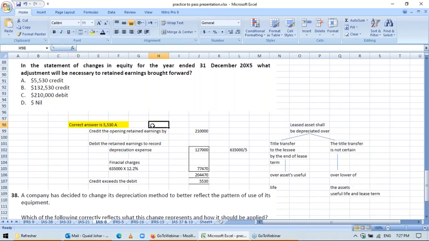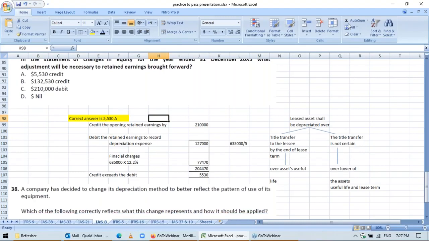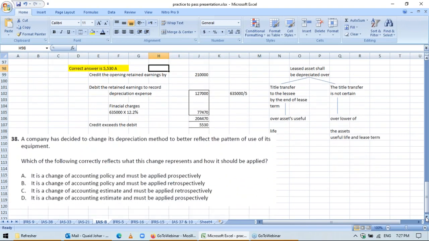So this was a retrospective adjustment. Opening retained earnings were adjusted. Okay, students. So you can complete it. I'm giving you a minute's time to complete it if you are noting it somewhere. So please do it, and then come on to question number 38, which is the last question for IAS 8 over here.